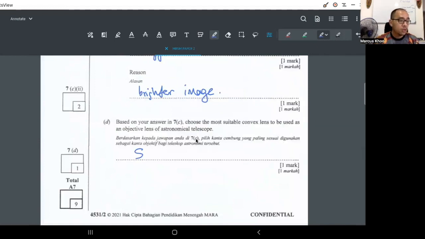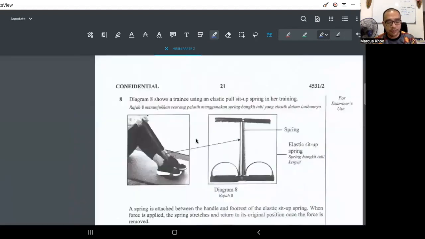So quite interesting, this paper. The astronomical telescope came out in the structure section. For many years I predicted that the telescope would always come out in Section B or Section C. Rarely, only one time it has happened.